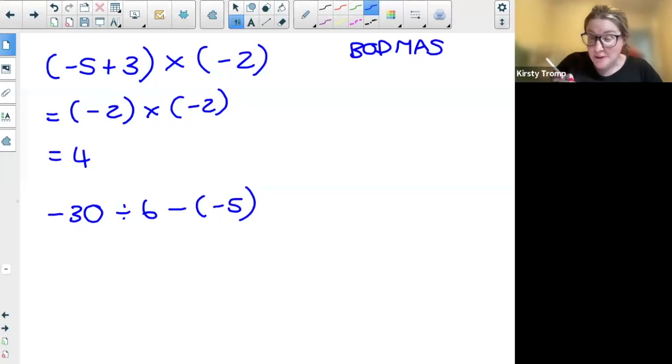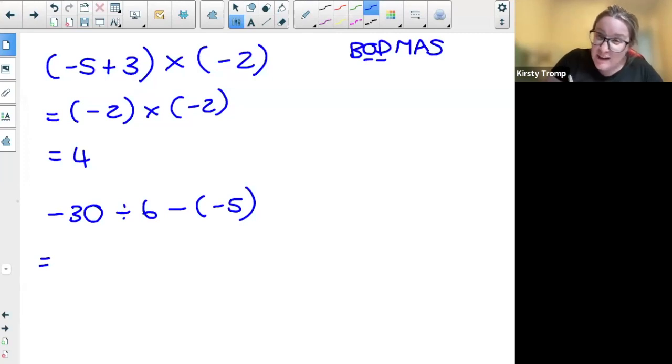We're going to BODMAS it. You ready? BODMAS tells me, what must I always do? Brackets first. Is there anything happening inside of this bracket? No, ma'am. Then it says orders, which means exponents. Any exponents? No, ma'am. Then BODMAS tells me I must do division. So I can go do the division. I've got -30 divided by 6.